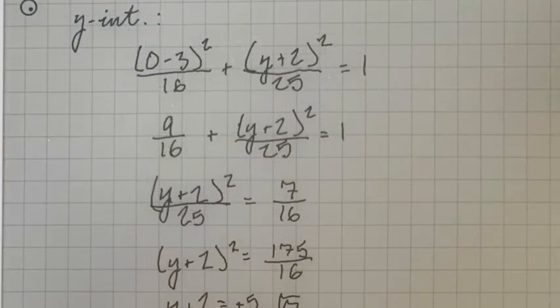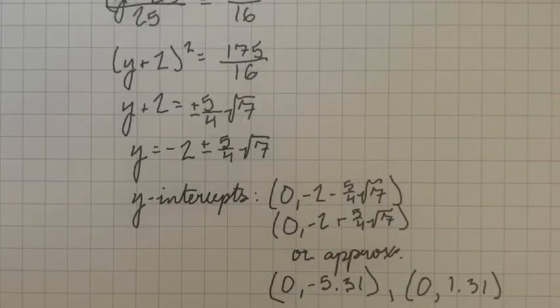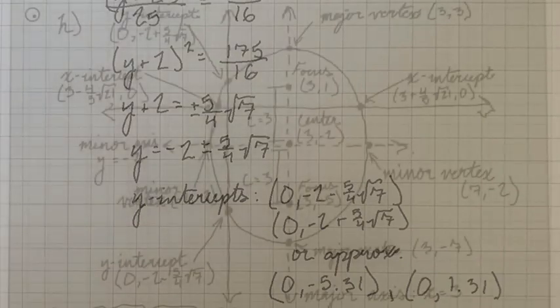Now we use the same process to find the y-intercepts of the ellipse, only instead of setting y equal to 0 and solving for x, we set x equal to 0 and solve for y. So when we do this, the y-intercepts come out to be 0, -2 minus 5/4 root 7 and 0, -2 plus 5/4 root 7. And for graphing purposes, this is approximately 0, negative 5.31, and 0, 1.31.